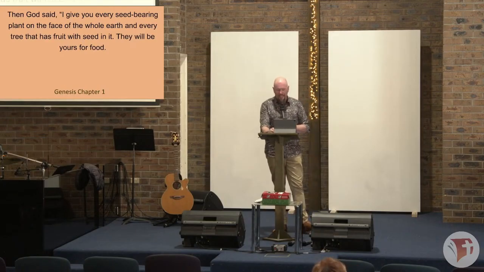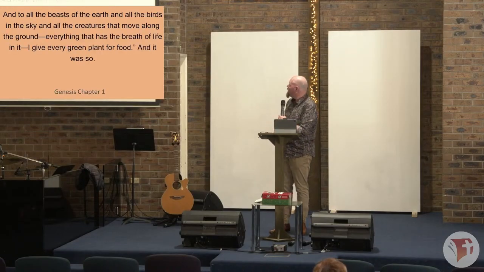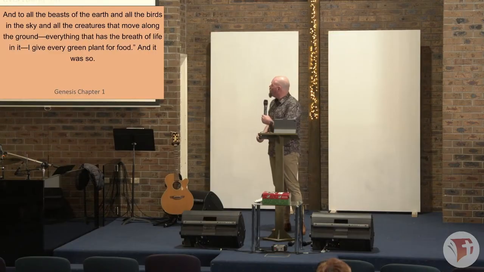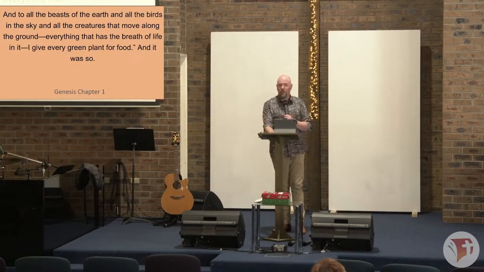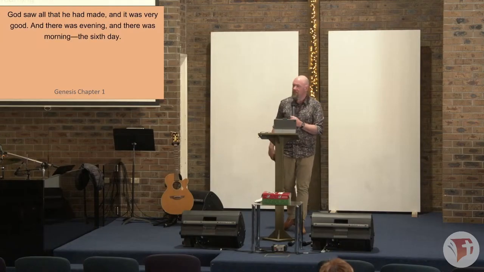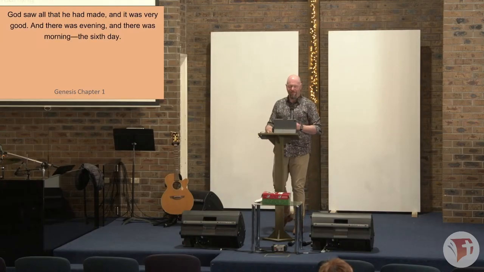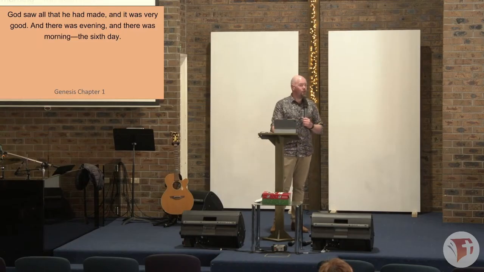"I give you every seed-bearing plant on the face of the whole earth, and every tree that has fruit and seed within it. They will be yours for food. And to all the beasts of the earth and all the birds in the sky and the creatures that move along the ground, everything that has the breath of life in it, I give every green plant for food." And it was so. God saw all that he had made, and it was very good. And there was evening, and there was morning, the sixth day.